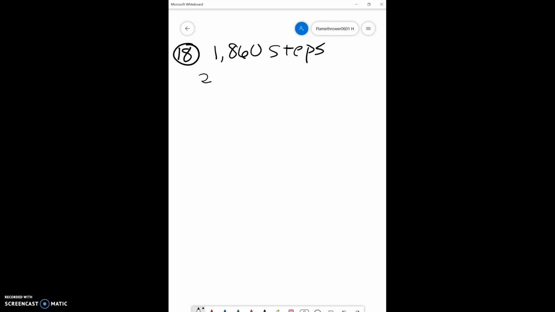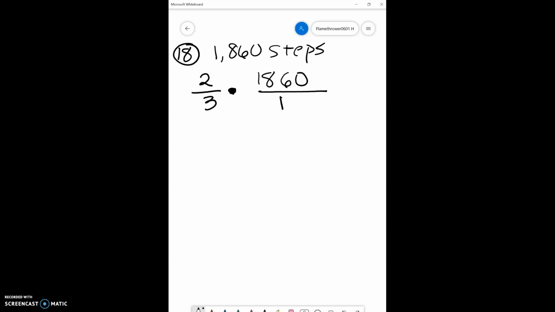So 2/3 of. Remember, in an earlier video, I said that when you're finding a percentage of something or a fraction of something, you multiply. So 2/3 of 1,860 steps. You can put that over 1. So we need to multiply.